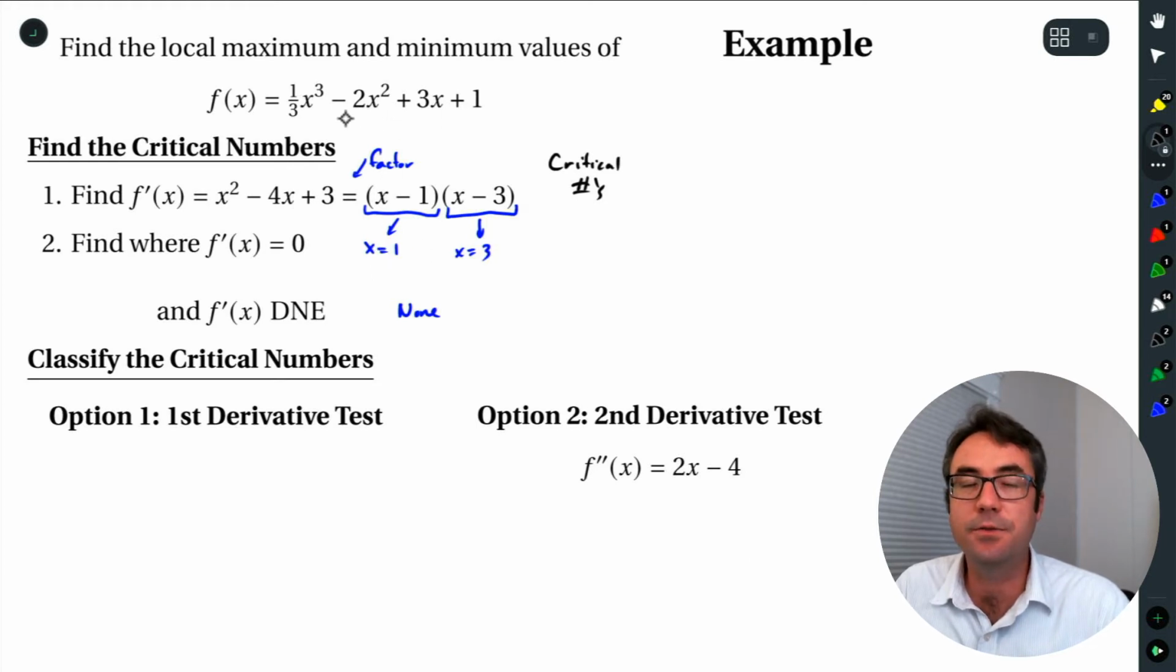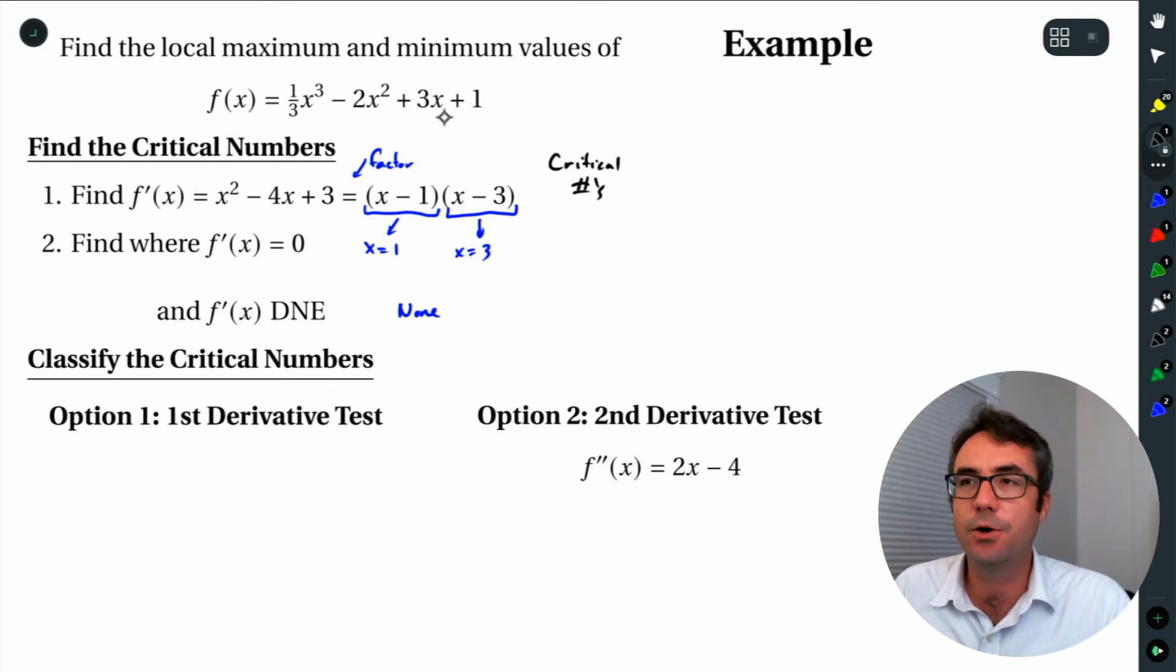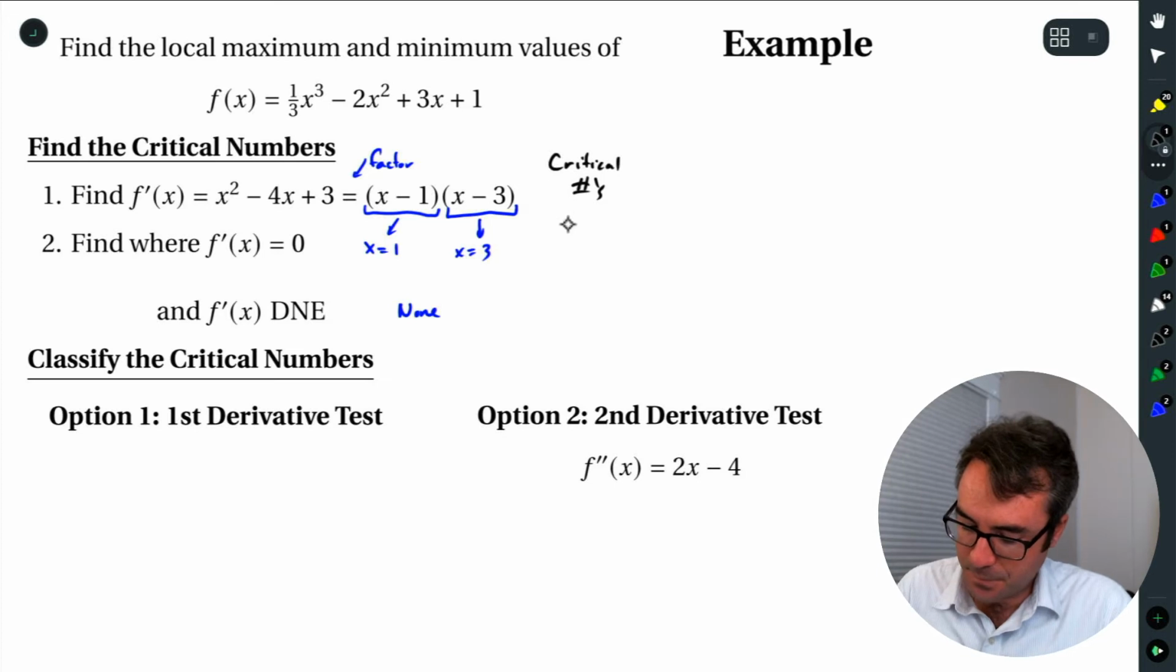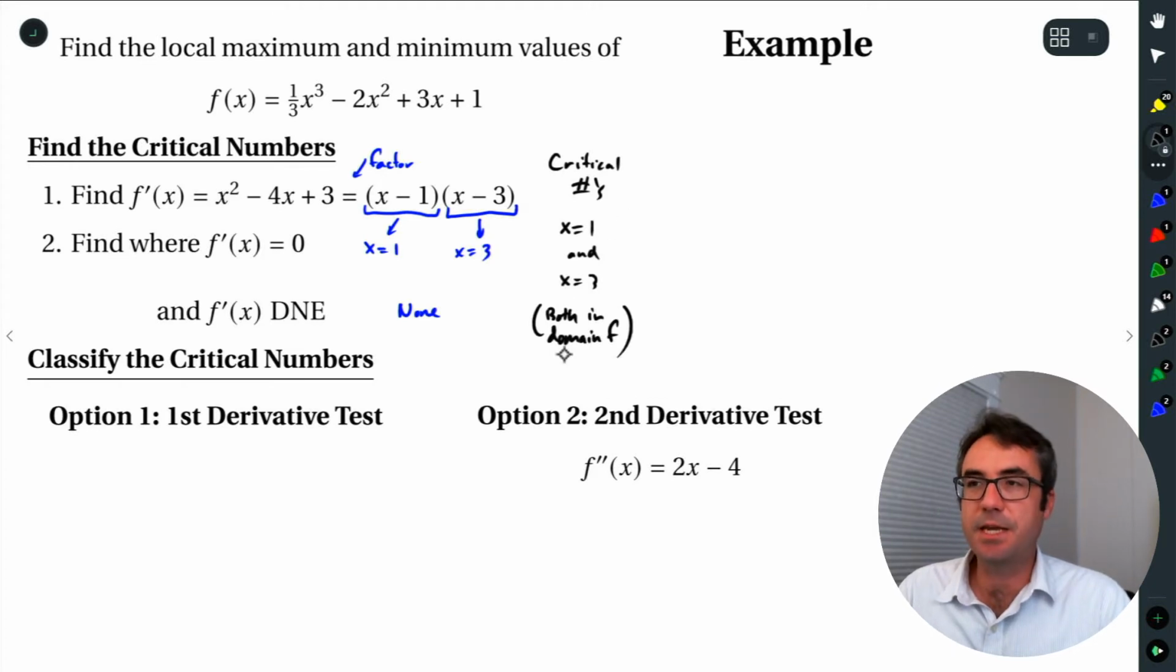You can plug 1 in. There's no division by 0, no natural logs where we might run into an issue, no square roots where we might have a negative under the square root, the usual things. Same thing with 3. We could plug 3 in and get something meaningful out. So both of these numbers are in the domain. So our critical numbers are x equals 1 and x equals 3, and we just note both are in the domain of our original function f. That's just something to keep in mind.